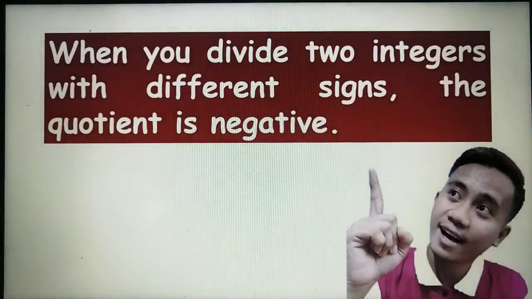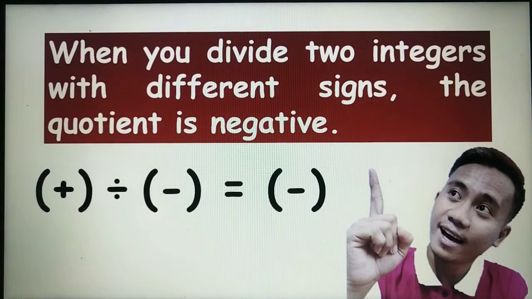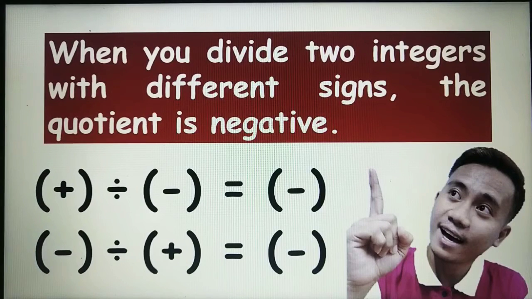Another rule is, when you divide two integers with different signs, the quotient is negative. That means, when a positive number is divided by a negative number, the quotient is negative. When a negative number is divided by a positive number, then the quotient is negative. Let's have examples.